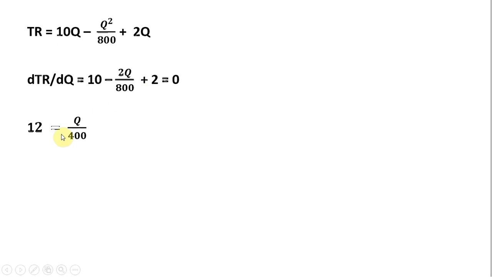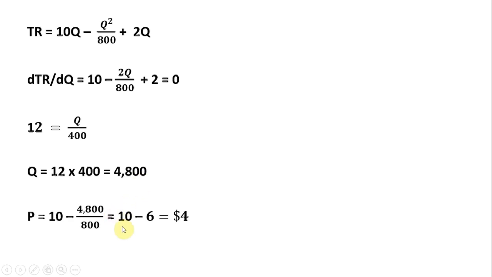10 plus 2 is 12. 2 divided by 800 is just 1 over 400. So the number of museum tickets would be 4,800. Plugging that 4,800 into the inverse demand, the ticket price for the museum would be $4.